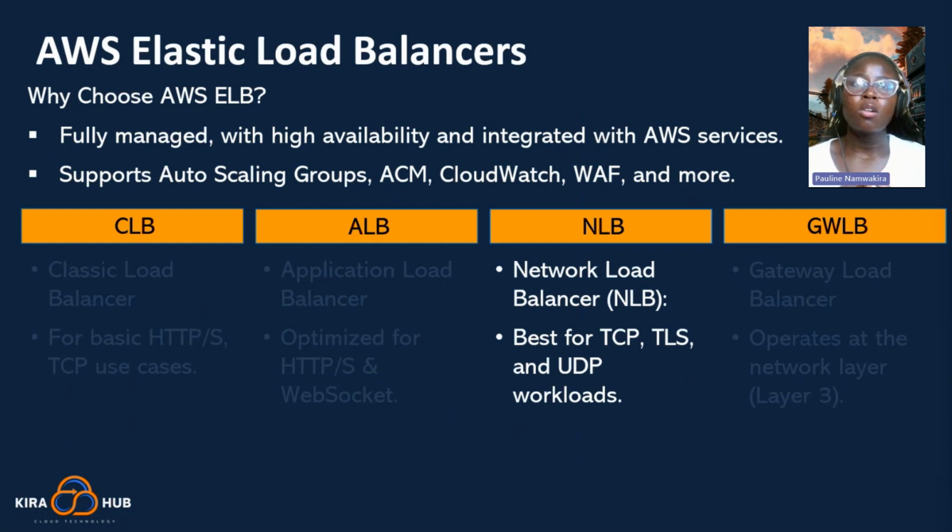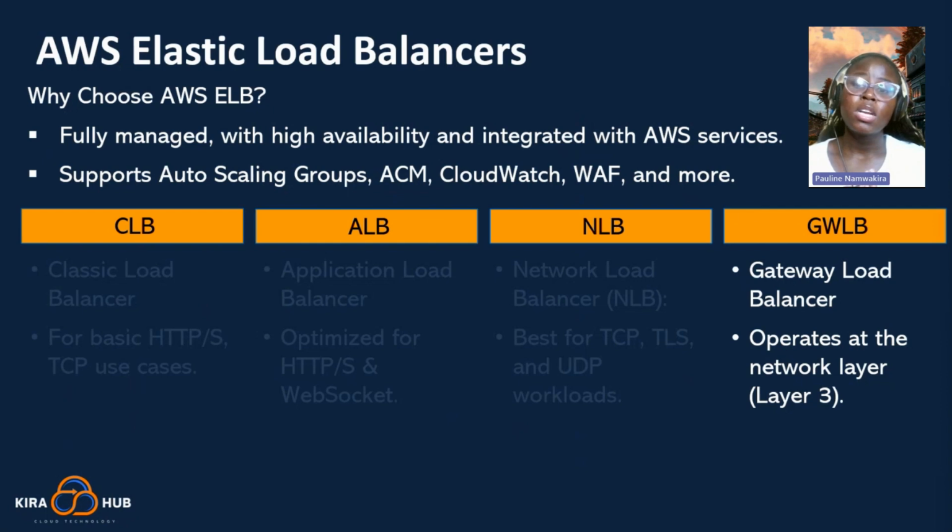We have the network load balancer. Network load balancer works at layer 4 of the OSI model, so the transport layer, and it supports TCP and UDP protocol. So this is great for high performance TCP and UDP applications needing very minimal latency.